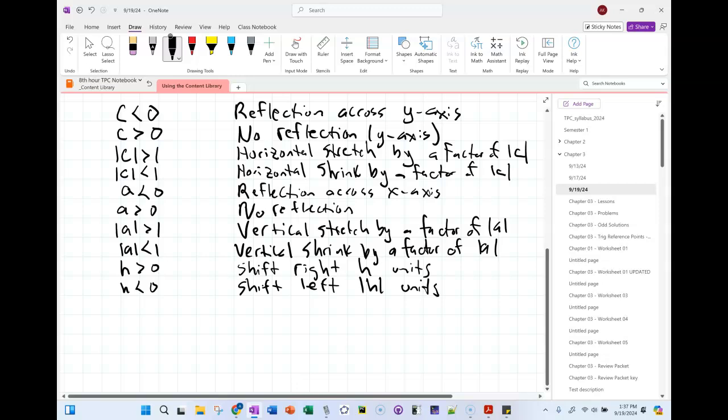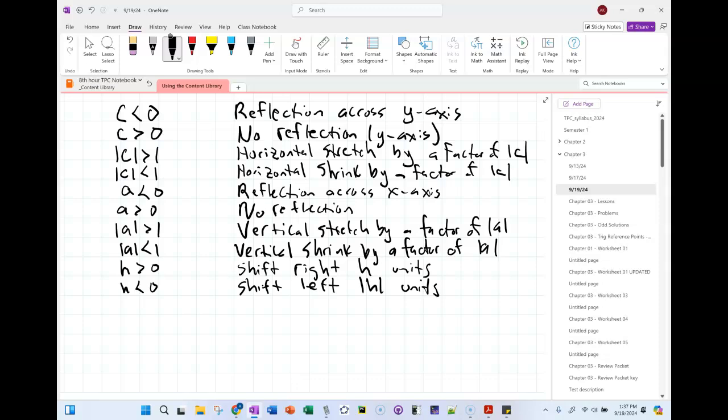Mr. Kulik, is that a typo? You wrote one H with an absolute value and the other H without it? Well, no, it's not a typo, right? If H is positive 3, it just means we go right 3 units. If H is negative 3, I don't want to say left negative 3 units. That doesn't make sense. A unit doesn't have a negative sign on it. Just say left 3 units. The negative part is implied by the left. You know what I mean, guys?